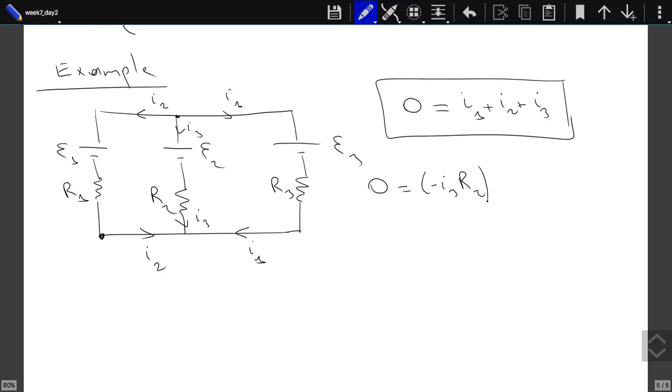Across this battery, what is the potential drop as I go from here to there? Minus epsilon 2. There is no potential drop, there is a potential increase, but a potential increase is a negative potential drop. Okay, from this point to this point, what is the potential drop? There is no resistance, so there is no potential difference. And from this point to this point, what is the potential drop? Plus epsilon 1, because I'm going from the positive terminal to the negative terminal.